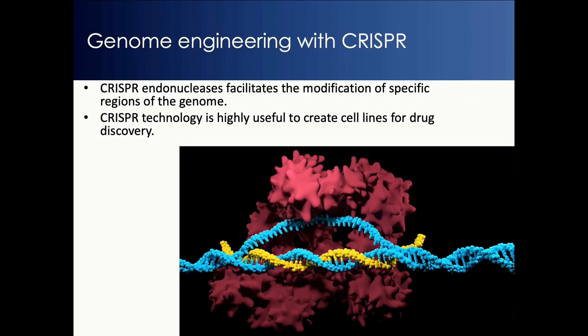So the access to genome engineering with CRISPR technology around 10 years ago started to change this, because for the first time it was possible to do genomic modifications in live cells in order to create cell models or cell lines that have new capabilities to do drug discovery.